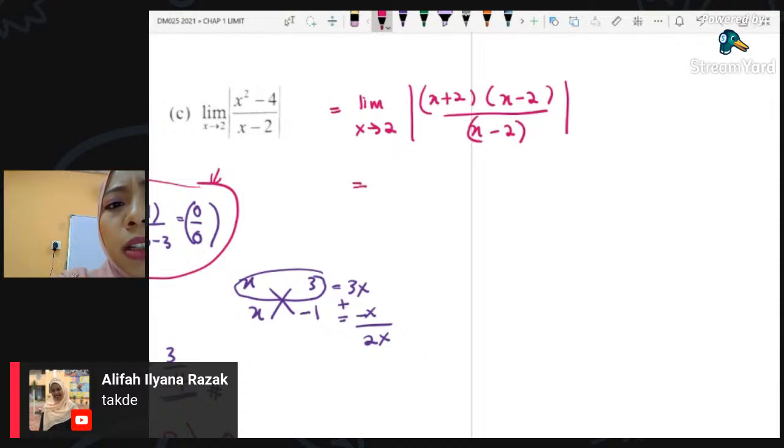So x minus 2 cancels x minus 2. So 2 plus 2 will give you 4. The modulus here is basically nothing. But if you end up with negative values here, the modulus will make your answer always positive.